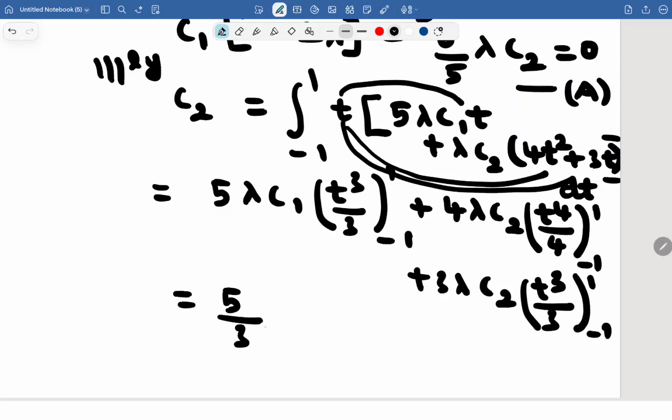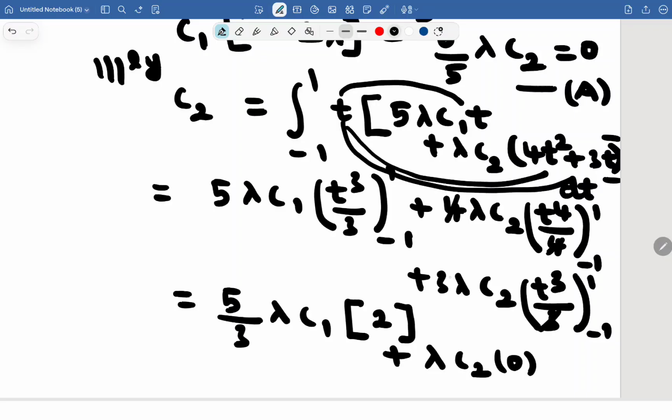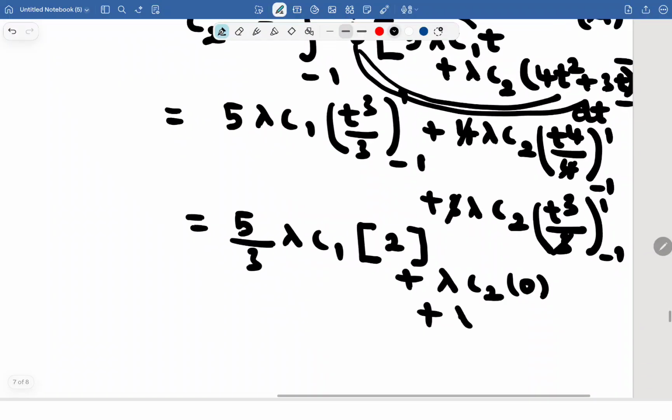5 by 3 lambda c1, substitute limit, upper limit is 1, lower limit is minus 1, 1 power 3 is 1, minus of minus 1 power 3, it becomes 2. This term 4 will get cancelled. t power 4 is 1 power 4 minus 1 power 4, the term becomes 0. 3 will get cancelled. Last term lambda c2 into 2, because 1 power 3 is 1, minus of minus 1 power 3 becomes plus, answer is 2.